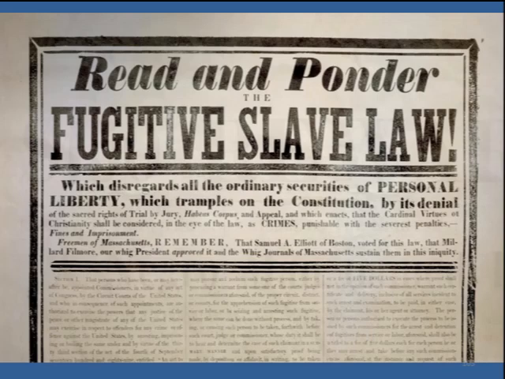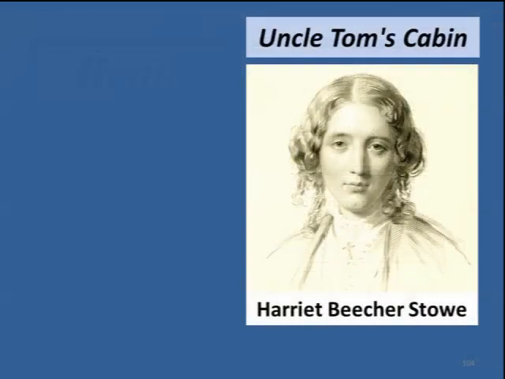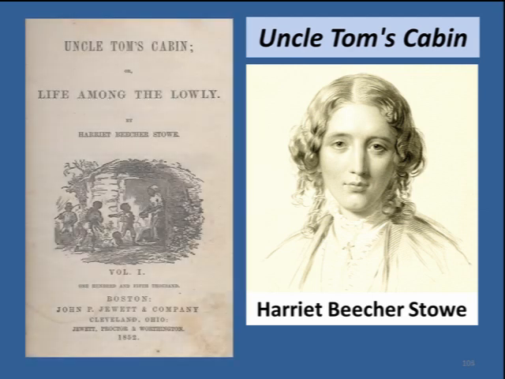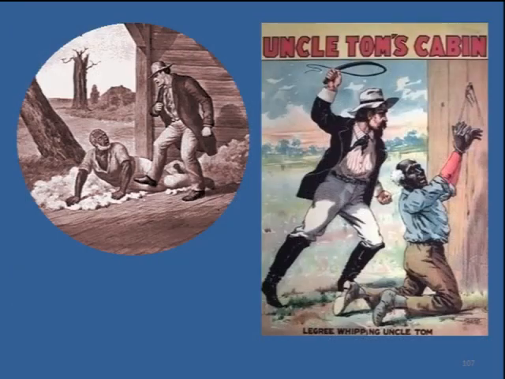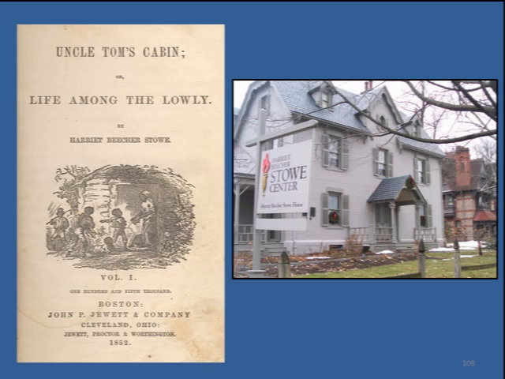These new laws also inspired a Connecticut abolitionist named Harriet Beecher Stowe to write a novel called Uncle Tom's Cabin. In this book, Stowe describes the terrible conditions slaves lived under and showed how even children were sold as slaves. Slave owners said the book was untrue, but Uncle Tom's Cabin quickly became a bestseller in the United States and Great Britain, and turned many people against slavery. Harriet Beecher Stowe's house in Hartford is now a museum.